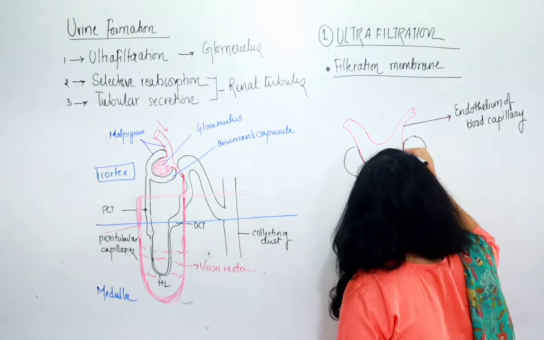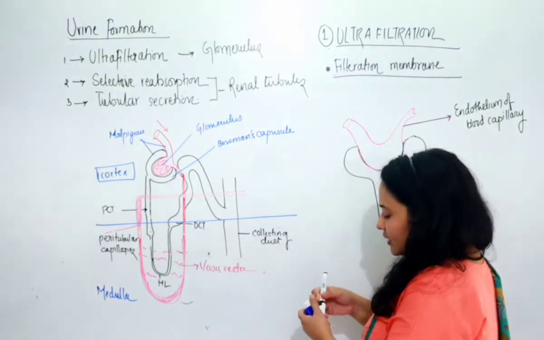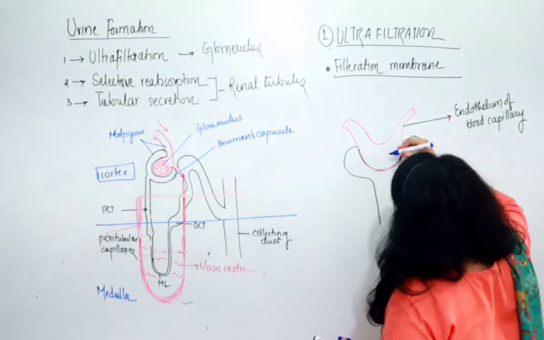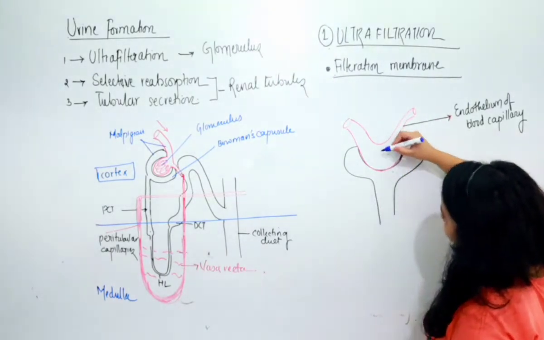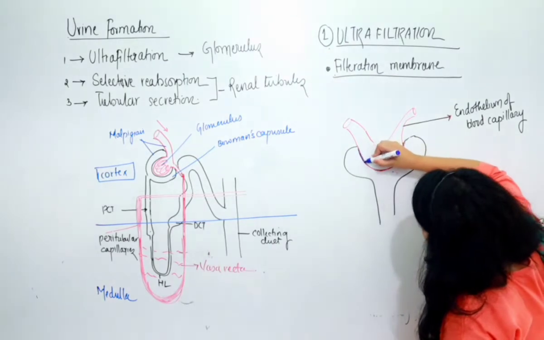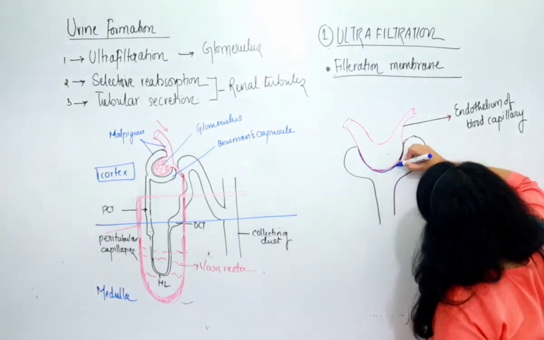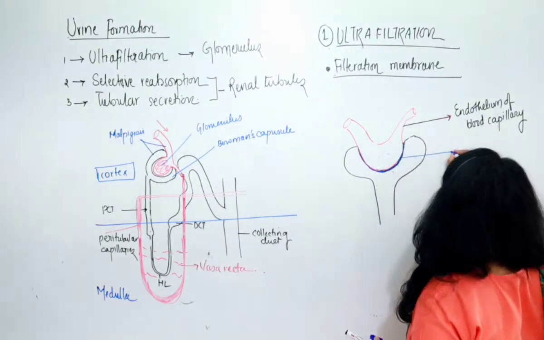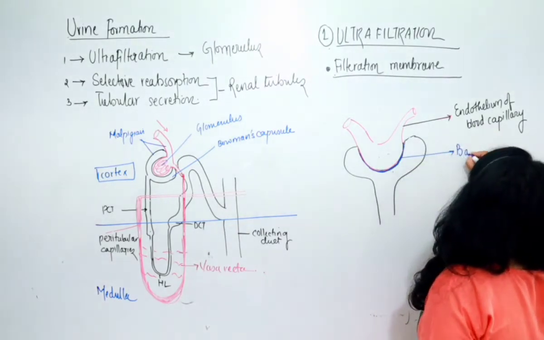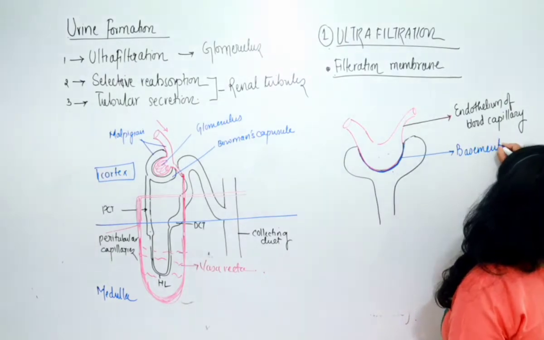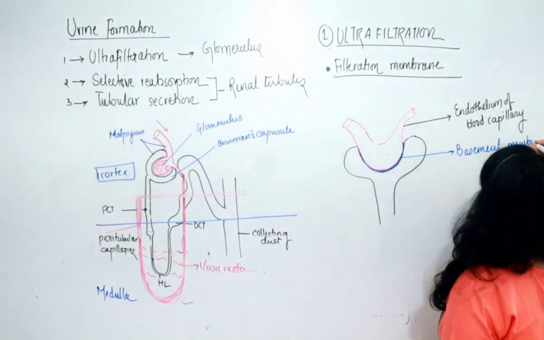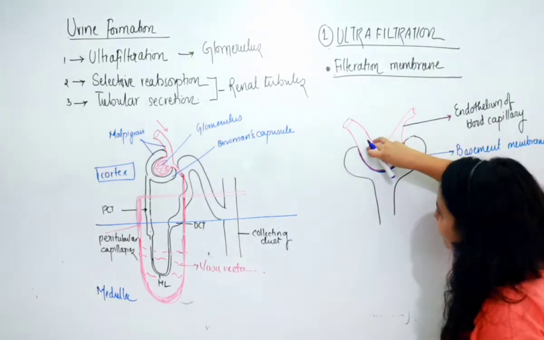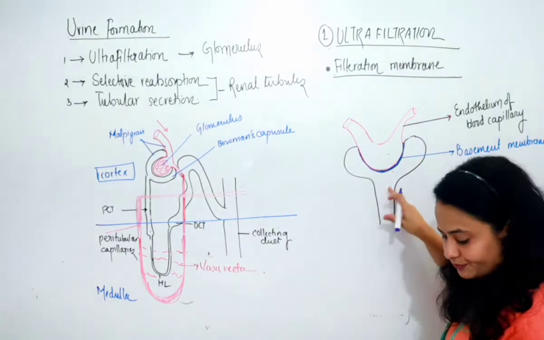The second is the very thin structure between them, and that is called as the basement membrane. So in between these two structures, if you talk about this endothelium, the red colored structure and this blue colored structure, there is one more layer present, and that is what we call as basement membrane. So let us label over here. This is a basement membrane. What is basement membrane? Basement membrane is separating the glomerulus from the Bowman's capsule.